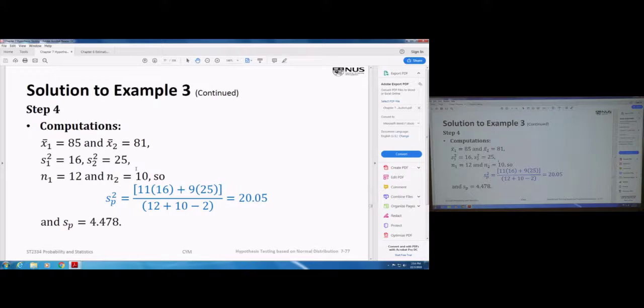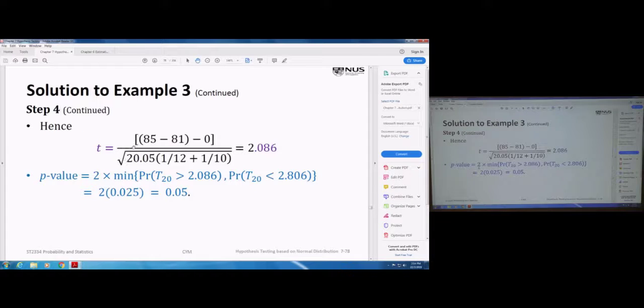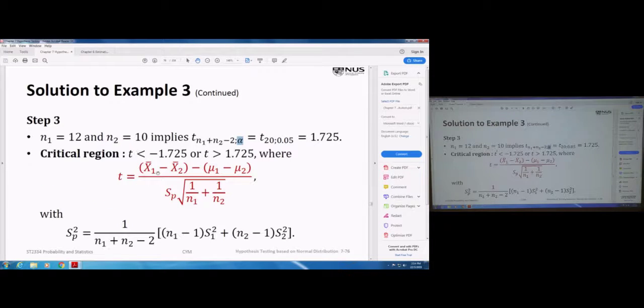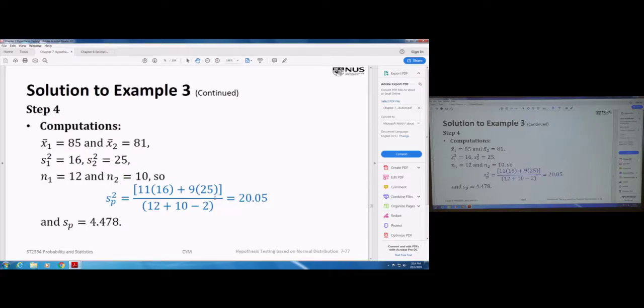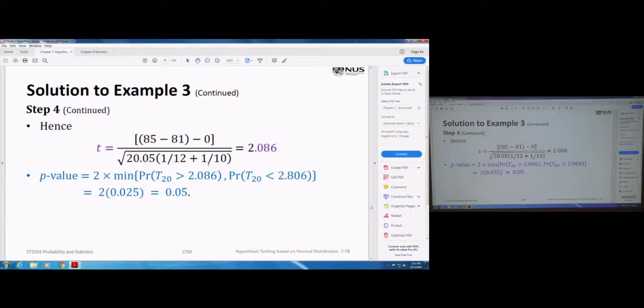So now we've got the pooled variance, or the square root of it. Now we can compute our statistic. This one was 85, the realized value, this was 81. We're testing that these things are equal, so under the null, this is equal to 0. And then we've just computed this one, and this is 1 over 12 plus 1 over 10. If you substitute those numbers into this formula, it's fairly straightforward, you will get a realized value of the t-statistic, which is precisely 2.086.